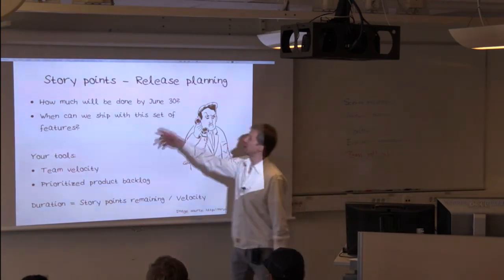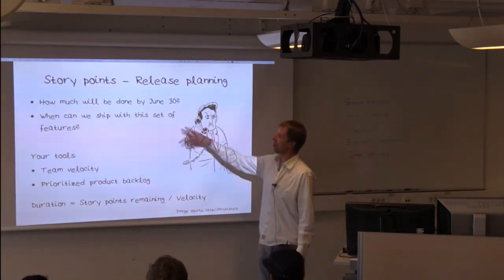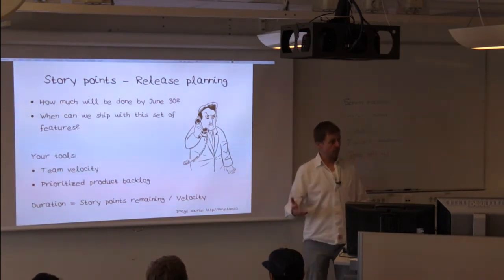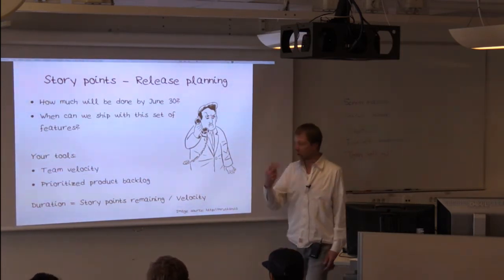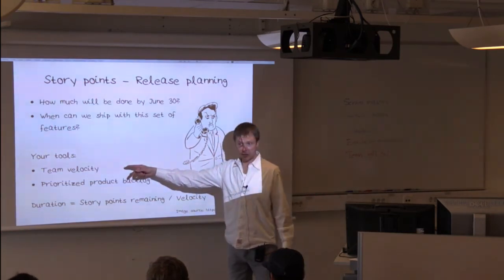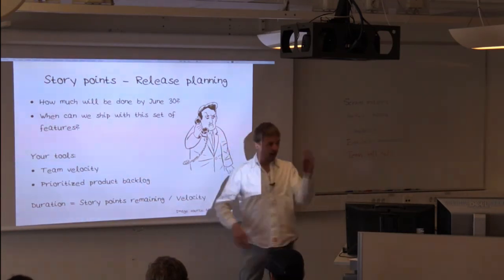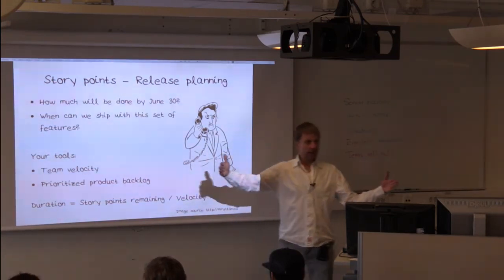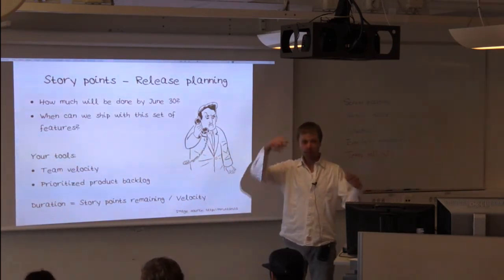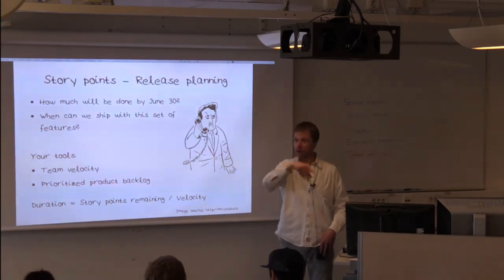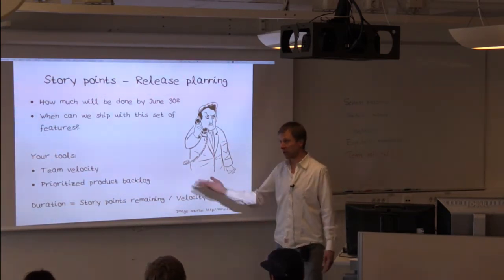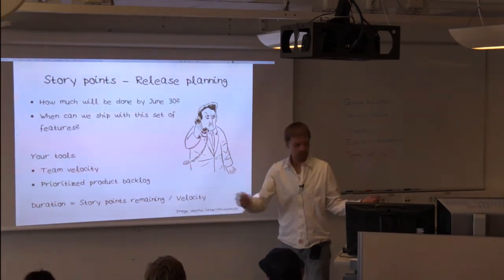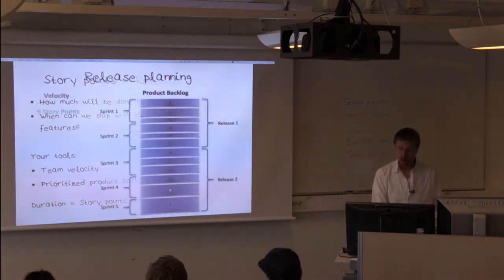So he's going to ask, so how much will be done by June 30th, or when can we ship this set of features? So how do you respond to the product owner? Well, the tools that you have are a team velocity and a prioritized backlog. And the duration, how much longer will this take, is simply the sum of the number of story points on the product backlog divided by the velocity of this team. That there you get the number of iterations left. Right?